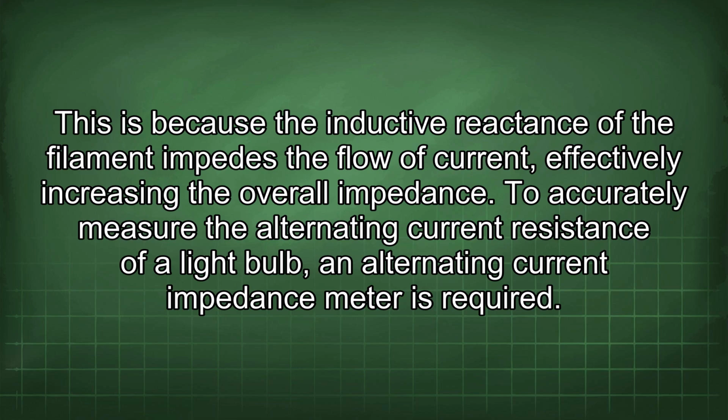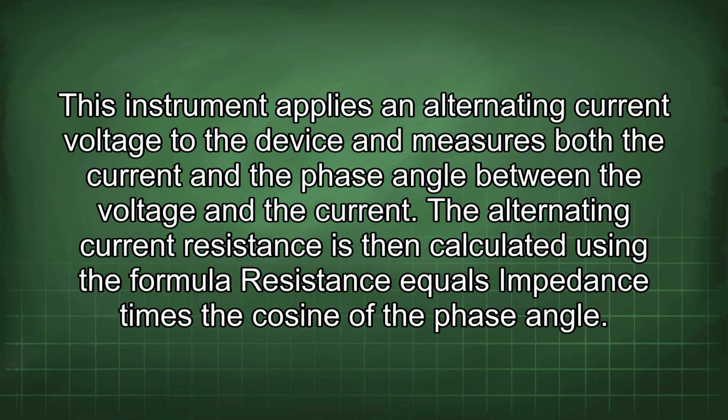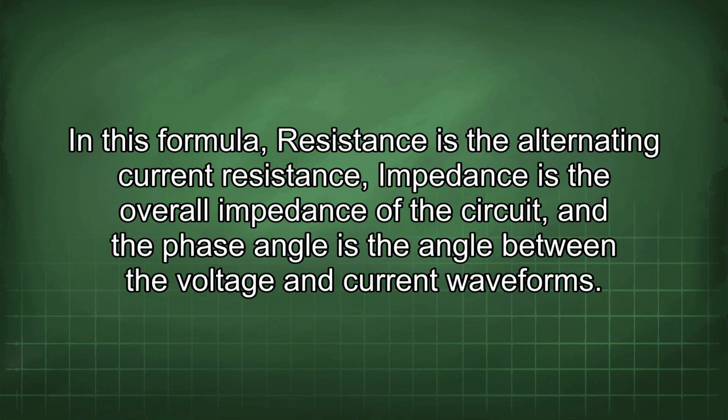To accurately measure the alternating current resistance of a light bulb, an alternating current impedance meter is required. This instrument applies an alternating current voltage to the device and measures both the current and the phase angle between the voltage and the current. The alternating current resistance is then calculated using the formula resistance equals impedance times the cosine of the phase angle. In this formula, resistance is the alternating current resistance, impedance is the overall impedance of the circuit, and the phase angle is the angle between the voltage and current waveforms.